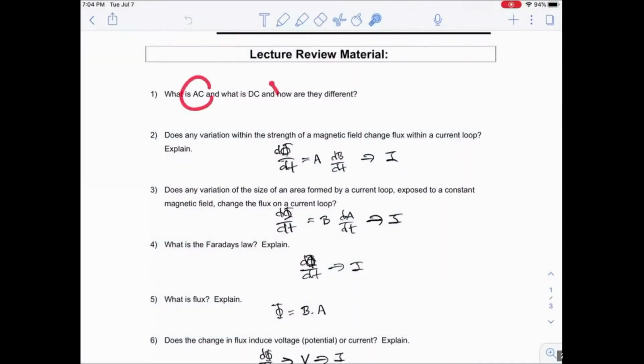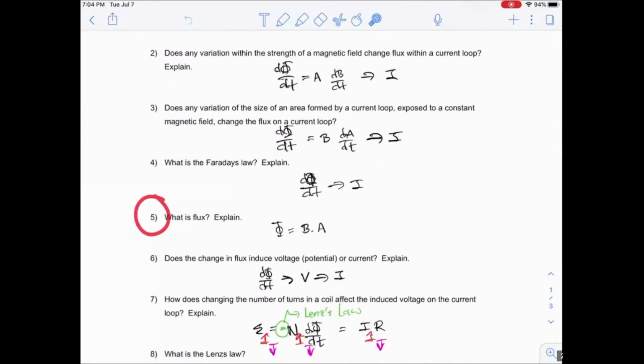All right, so we discussed AC versus DC. Go back to flux. What's flux? That's the amount of magnetic field intercepted by an area. And all of a sudden I'm looking at it, I'm thinking, okay, so let's add on to it. That's the component of the strength of the magnetic field along the direction of the area. Okay, so this is a better description of it.